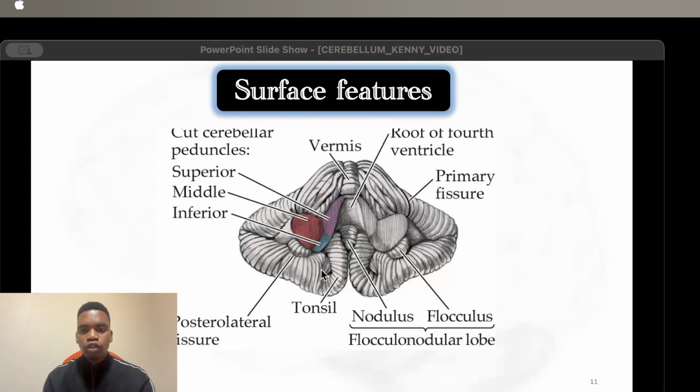Another important thing to note is, at the very, very lower point of the cerebellum, we have something known as tonsils or cerebellar tonsils. The cerebellar tonsils are the inferior most parts of the cerebellar hemisphere. So these are very inferior. In case of herniation, in case something compresses the brain, remember the cerebellum is found in the posterior cranial fossa.